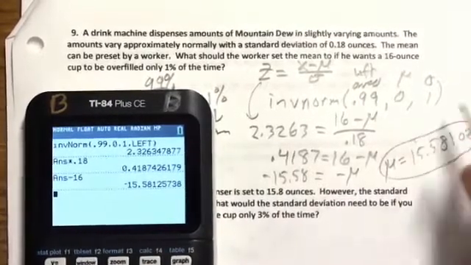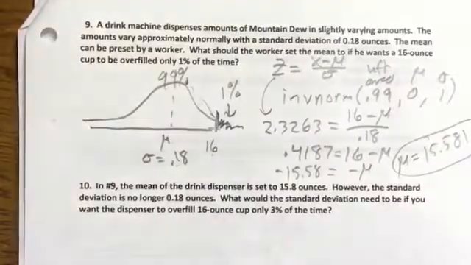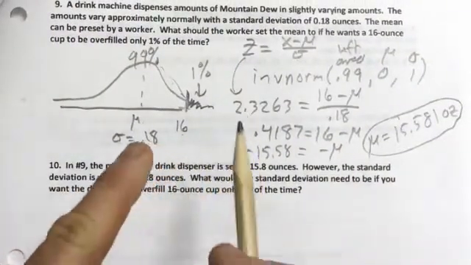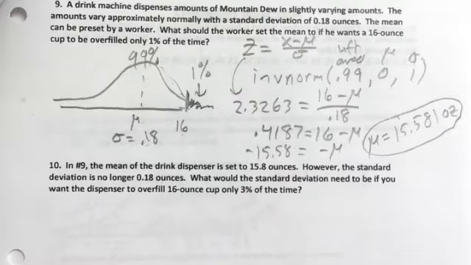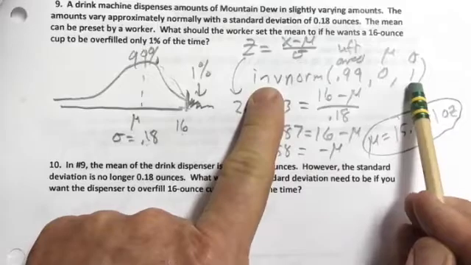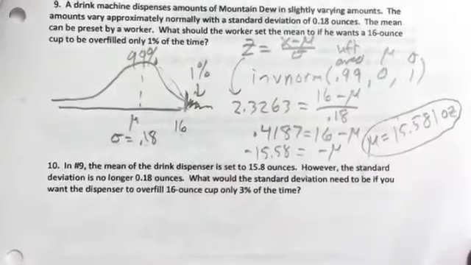And that's how you do that problem right there. So the key little trick was realizing I can find the z-score on any normal curve by using inverse norm of mean of 0, standard deviation of 1. And so that's how you do that.